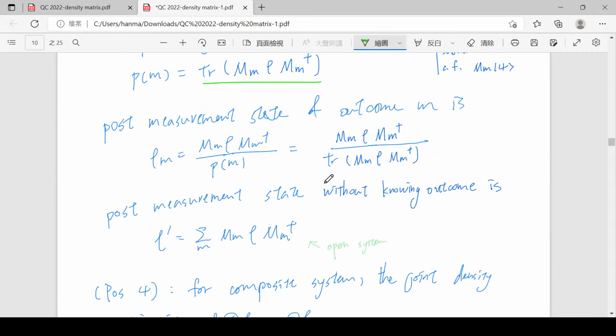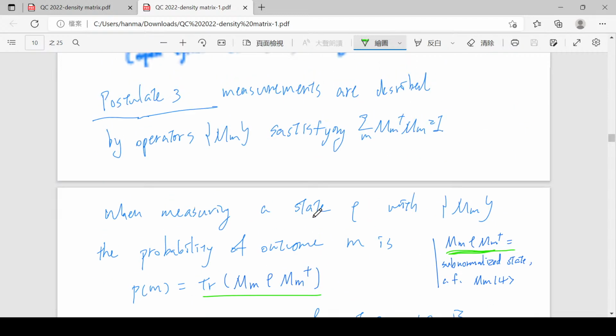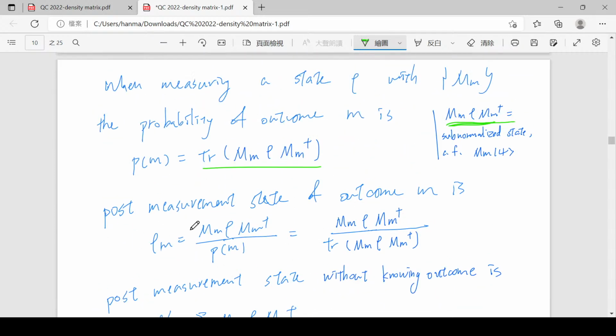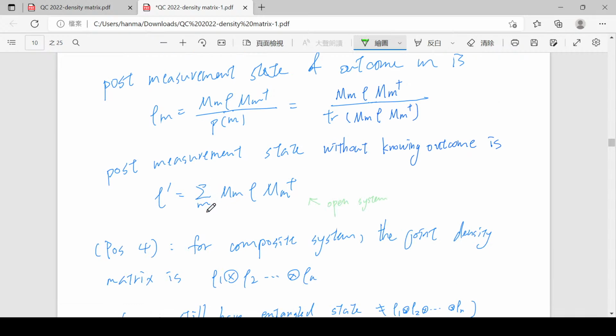Also, now we know how to describe a probability mixture of things. We can describe this weird state as the post-measurement state where you cover up the outcome. Although when you do a measurement you should know the outcome, suppose you forgot your result, or someone knows you are doing a measurement and what kind of measurement, but they don't learn the outcome. Then your density matrix becomes this probability mixture of all the outcomes, and it's actually a nicer form: the sum over all outcomes m of M rho M dagger.